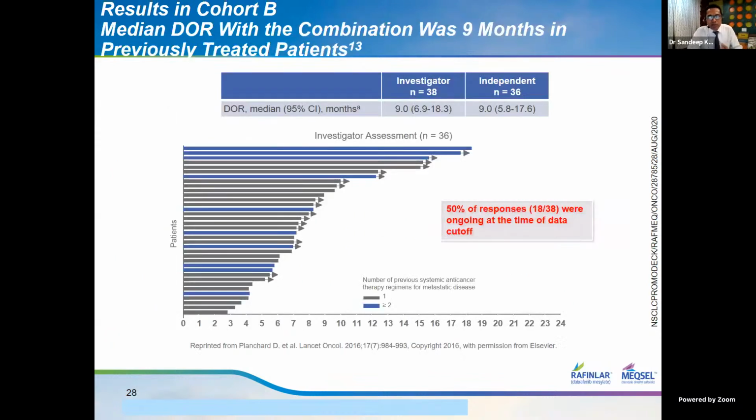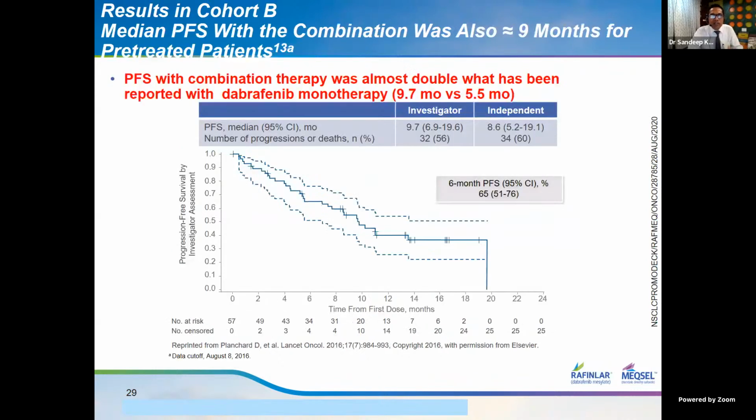Here the plots show that. Duration of response was again 9 months, versus an independent assessment of 9 months. So 50% of the responses were ongoing at the time of data cutoff. The combination therapy clearly demonstrated that PFS was almost double what was demonstrated by dabrafenib alone, showing that dabrafenib and tremelimumab work synergistically, where the PFS was around 5.5 months, and here it was around 9.7 months.